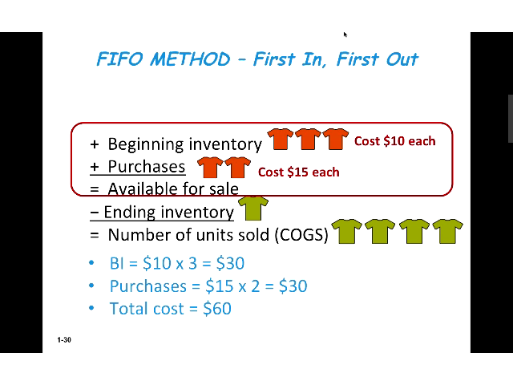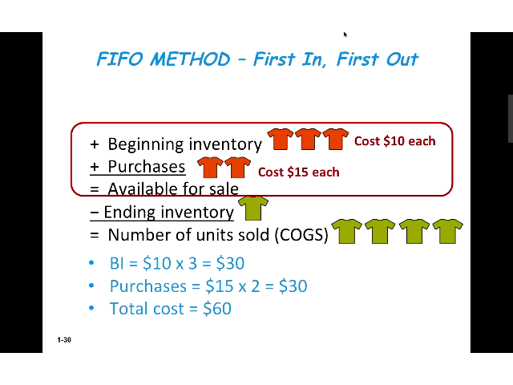Okay, so we have our beginning inventory, 3 t-shirts at $10 each, and purchases at $15 each. So our total cost is $60. That's between beginning inventory and purchases. The question we're asking ourselves is how much is cost of goods sold and how much is ending inventory.